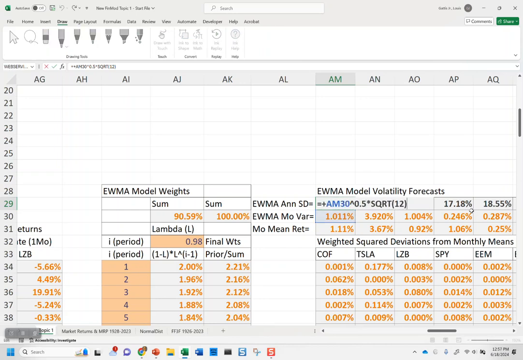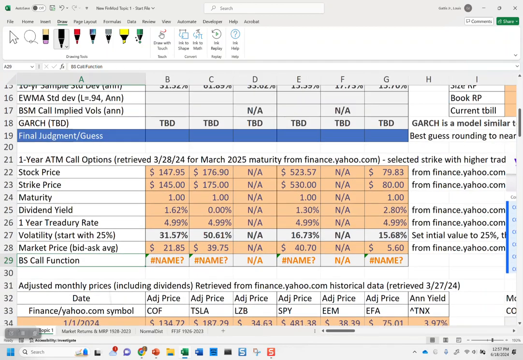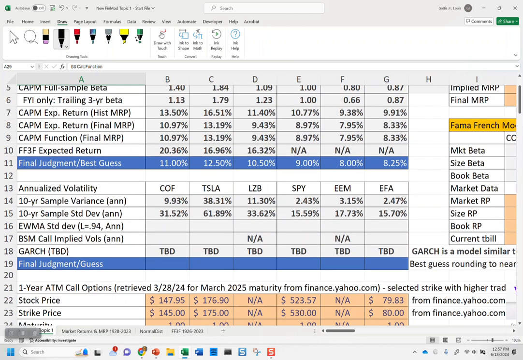So AM29 has my standard EWMA volatility for Capital One. So I'm going to put that over here. I think I said AM29, so it's equals AM29. That's my 34%. So how can I interpret this? Over the last 10 years, Capital One averaged 31% volatility. They must be a little bit above average today, or more recently, because the EWMA volatility is giving me a higher number.